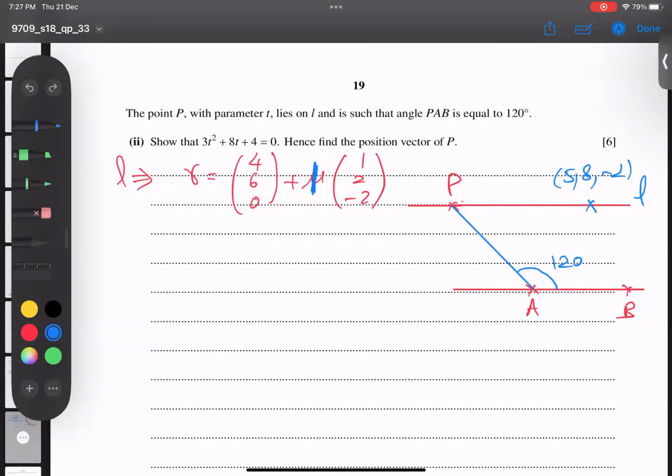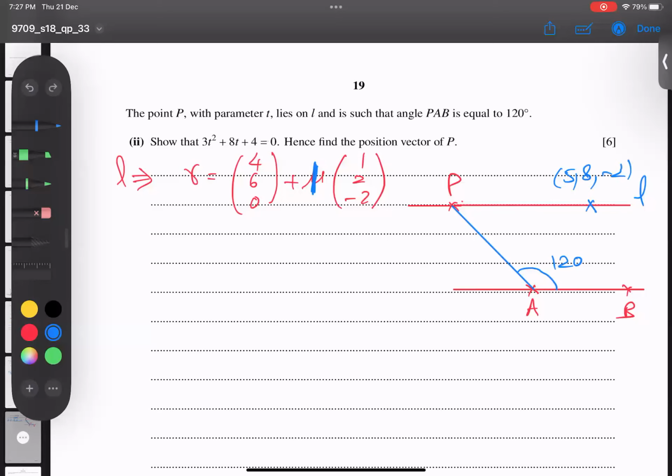Now let's see, I plug in not 1 but 2. What answer comes? 4 plus 2 ones are 2, so 6. Maybe I reach here, x is 6. Then 6 plus 2 twos is 10, so this is 10. And this is negative 4. So I reach another point. So when I plug in different numbers of mu, I plug in 1, I reach here. I plug in 2, I reach here. I plug in 3, maybe I reach here.